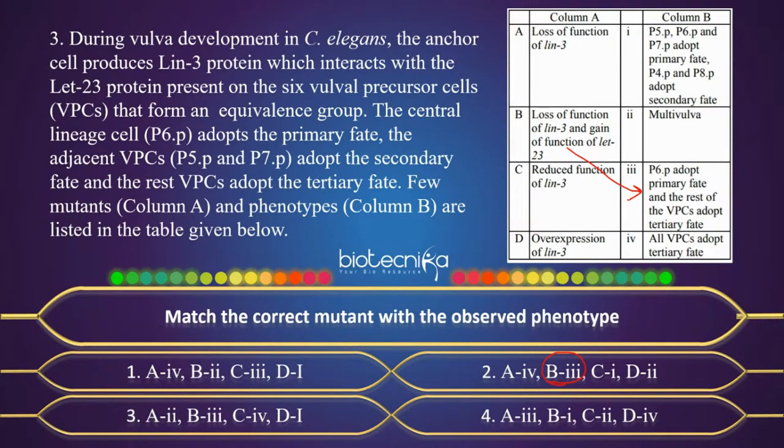Loss of function of LIN3 and gain of function of LET23. That means in the vulval precursor cells, they will adopt primary fate. But why will the others take tertiary fate? If LET23 is already activated in them, then why will they take tertiary fate?